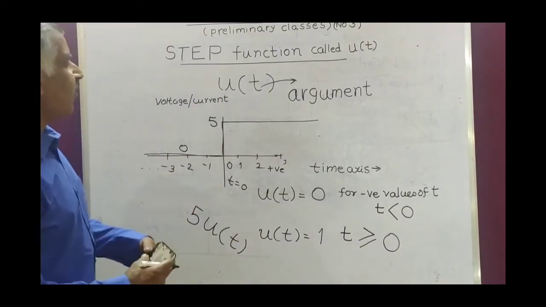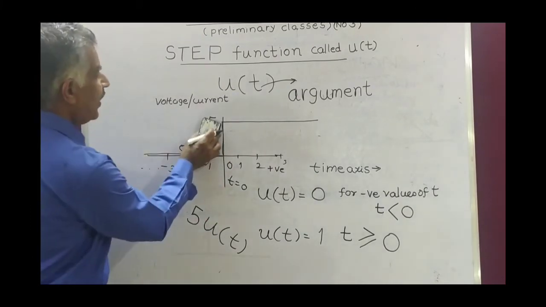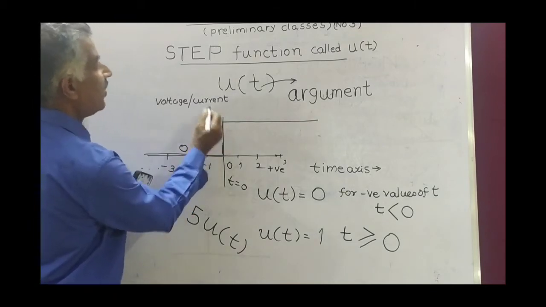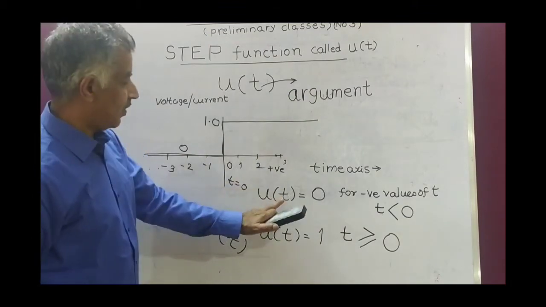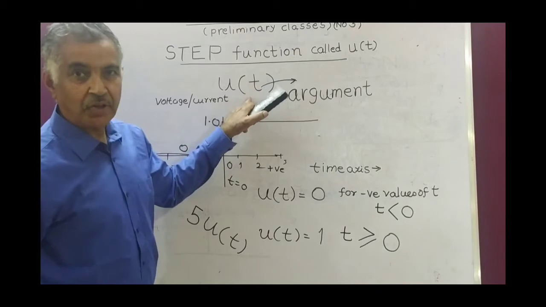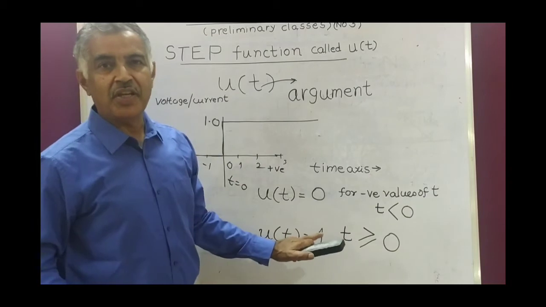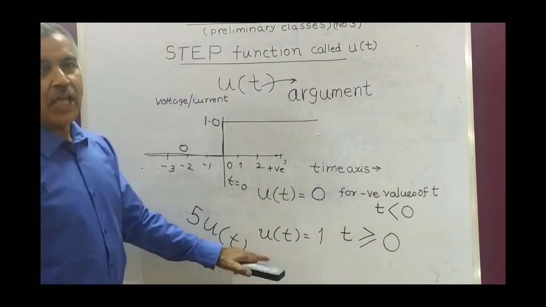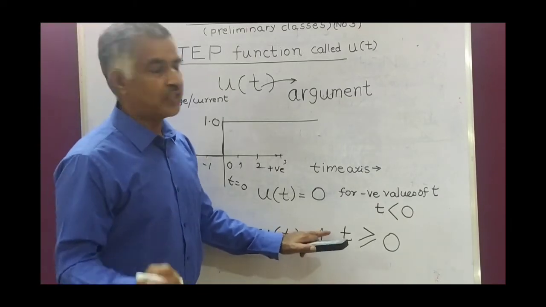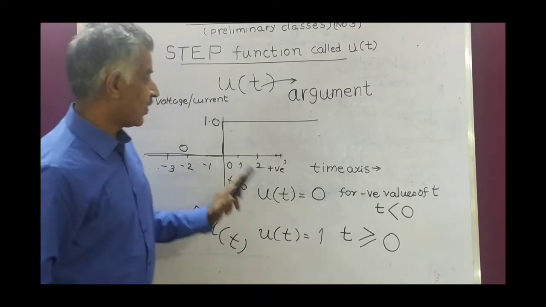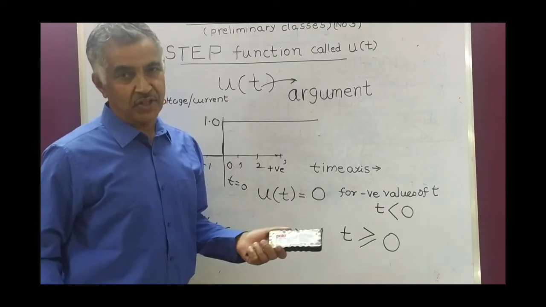So what is a unit step function? Unit step function means a sudden change in the level, and if it is 1, it is called the unit step function, and it is u(t). So you have to remember this very well. Whenever the argument takes negative values, the value of the function is 0. Whenever the argument takes positive values, meaning greater than or equal to 0, the value of the function is 1. So this is what is known as the definition of a unit step function.